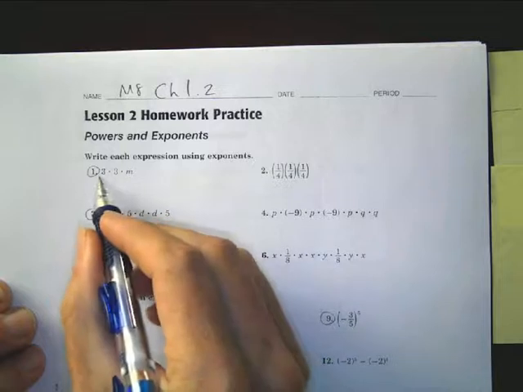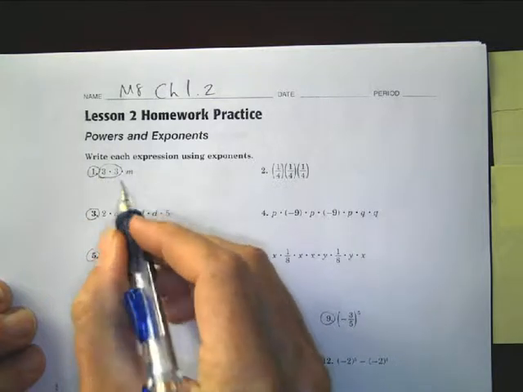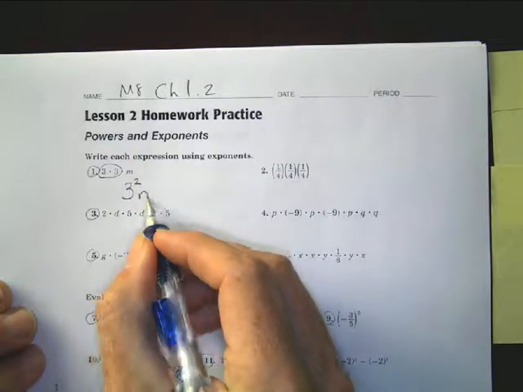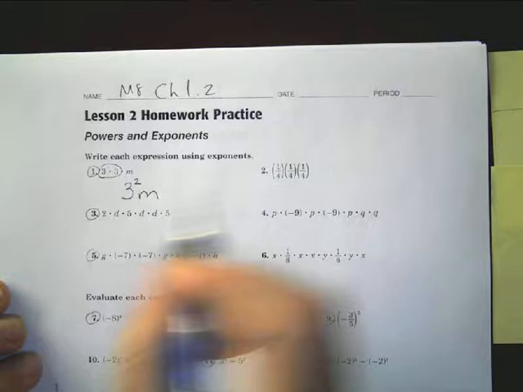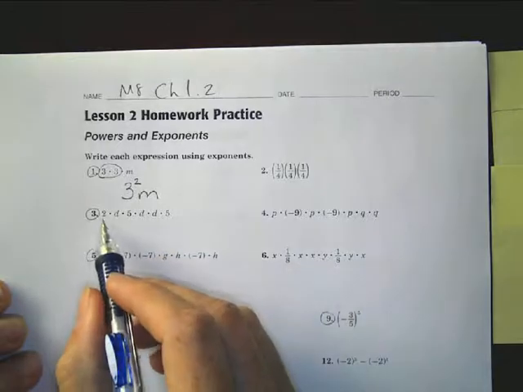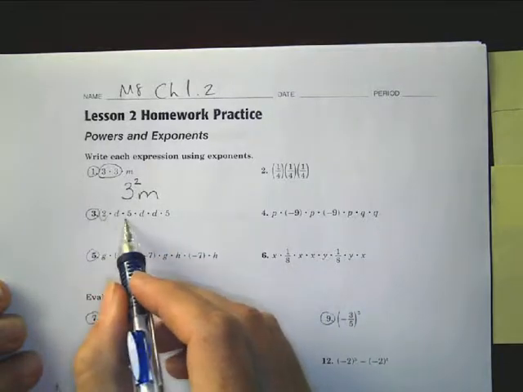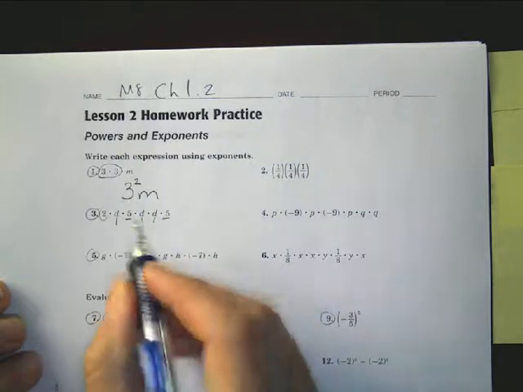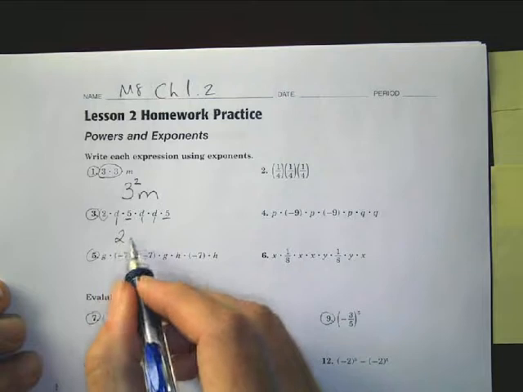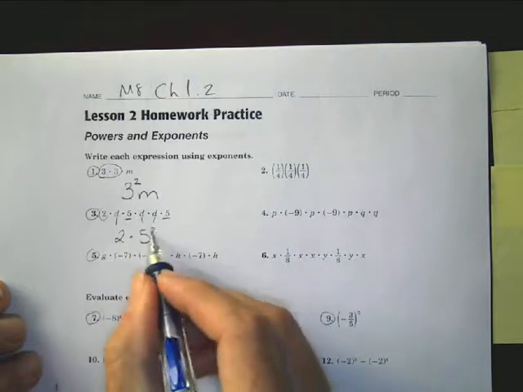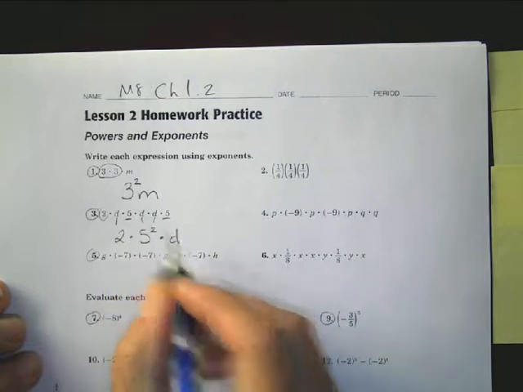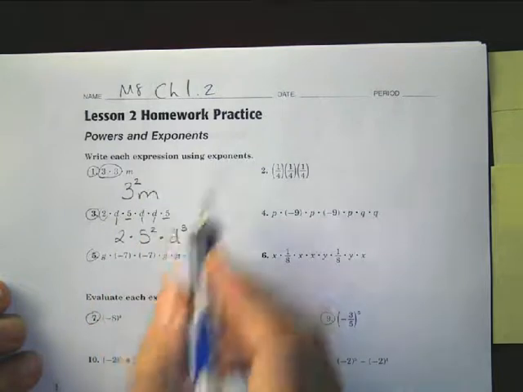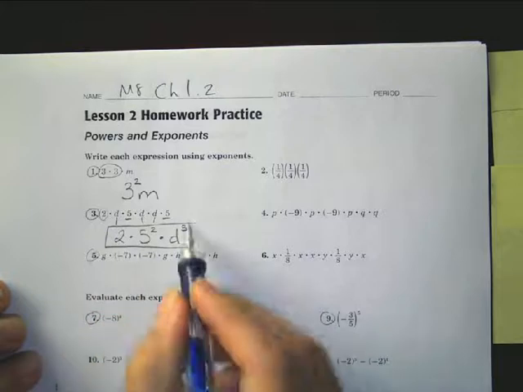Alright, so look for my groupings here. I have two 3's, so I'd write that as 3 squared, and I have one m, so I'll leave that as simply m. On number 3, I can see that I have a 2, I have 2 5's, and I have 1, 2, 3 D's. So I could write this as 2 times 5 squared times D to the 3rd. I'm not solving it, I'm just writing it using exponents. And that's the way I could write that out.